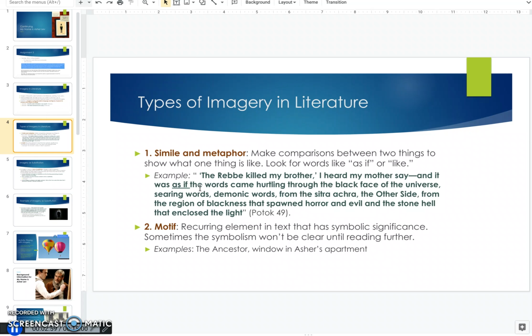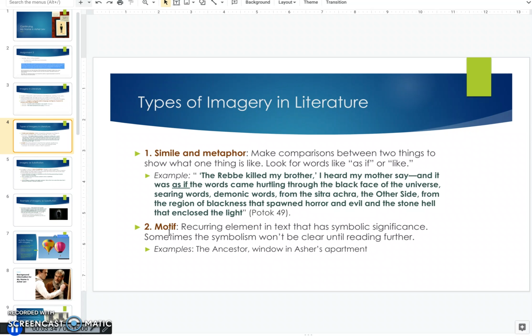Here's an example from Potok. "The Rebbe killed my brother, I heard my mother say, and it was as if the words came hurtling through the black face of the universe, searing words, demonic words from the Sitra Achra, the other side, from the region of blackness that spawned horror and evil, and the stone hell that enclosed the light." We have those words "as if." It's describing what his mother said and comparing it to the black face of the universe, these searing words, demonic words. So a comparison is being made.